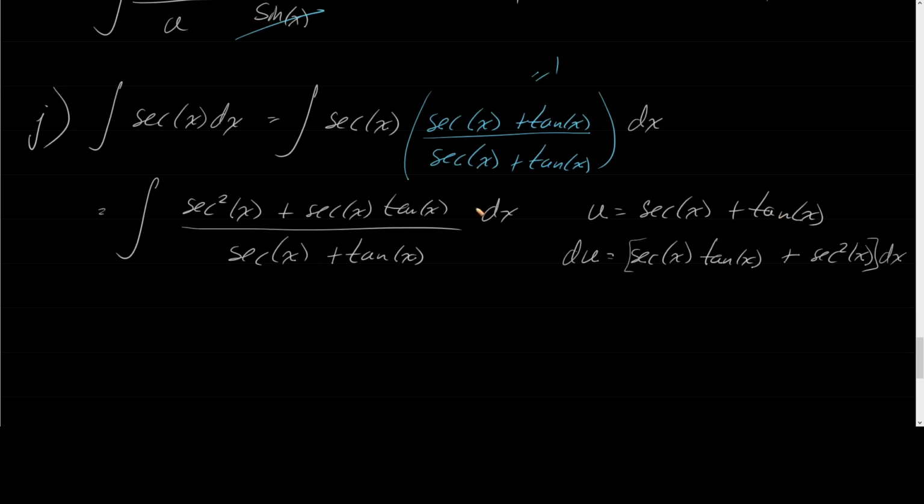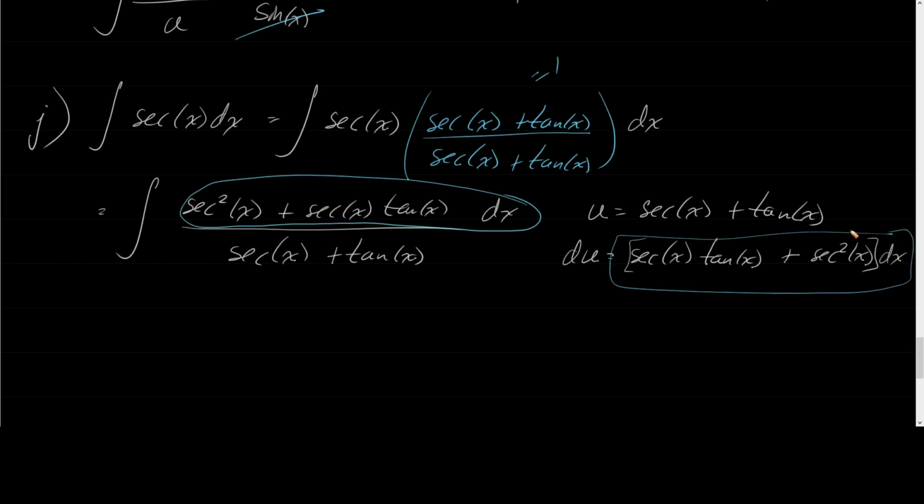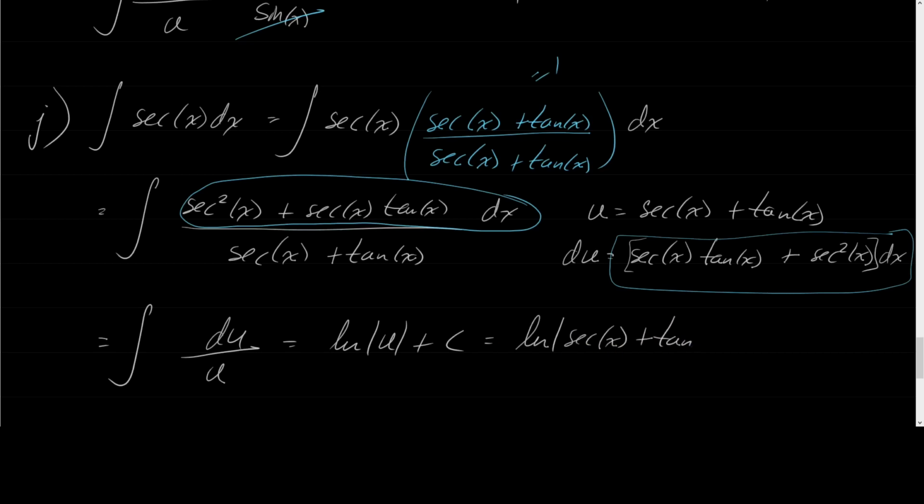And look at that. Our entire numerator is our entire differential here. So what can we do here? Well, we just said that the entire numerator was the differential, so that's du. Secant x plus tan x, that was our u. So I have du over u, the integral of du over u. So that's going to be just simply ln of the absolute value of u plus c, but we know what u was. So we say here ln of the absolute value of secant of x plus tangent of x plus c.